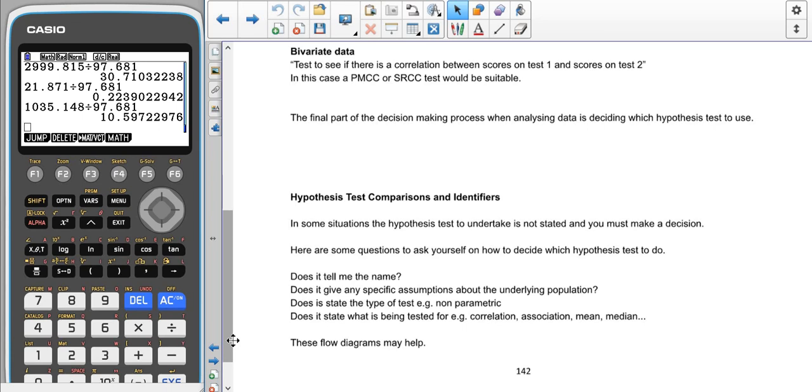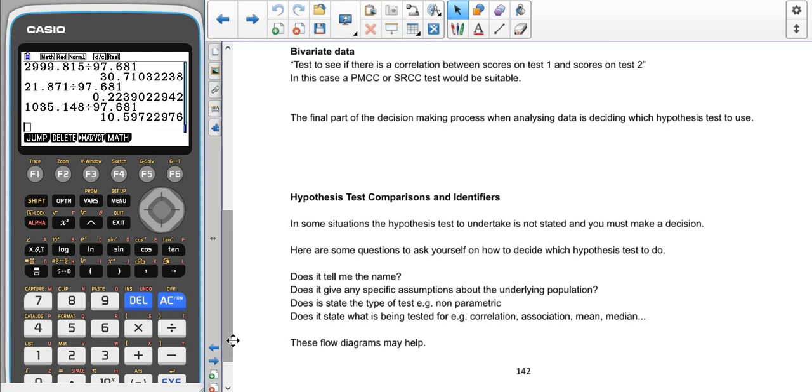So the final part of the decision-making process in analysing the data is deciding which hypothesis test to use. This can be quite difficult. We've got quite a lot of hypothesis tests now at the end of AS, and I'm going to learn even more of them in A2, and it does help to have a little bit of a thinking system going on. In some situations, the hypothesis test to undertake is not stated and you must make a decision, and it's leaning more and more towards that now. So here are some questions that you may want to ask yourself.